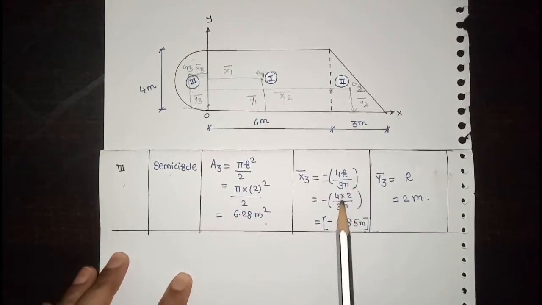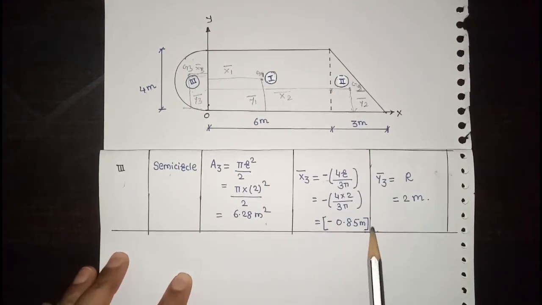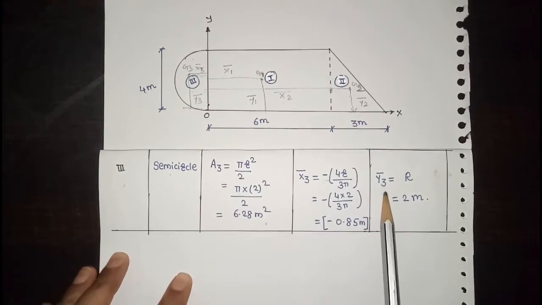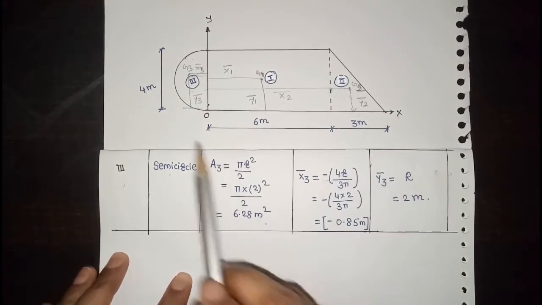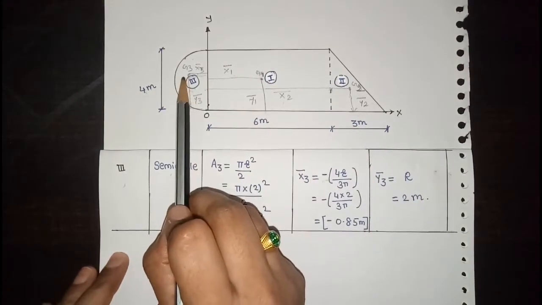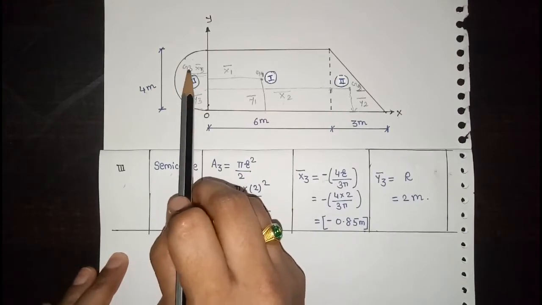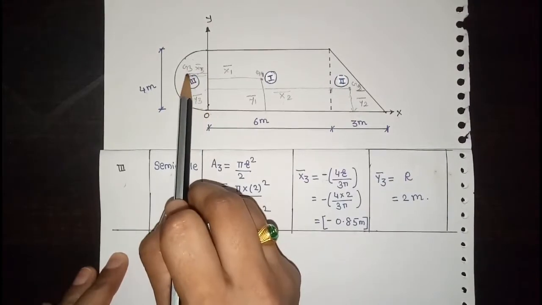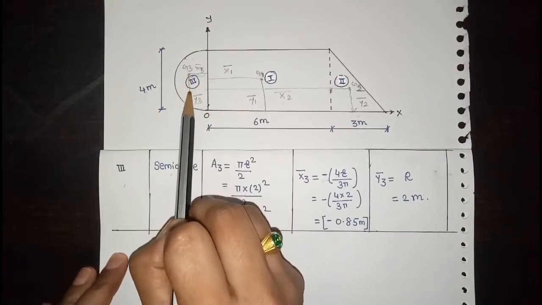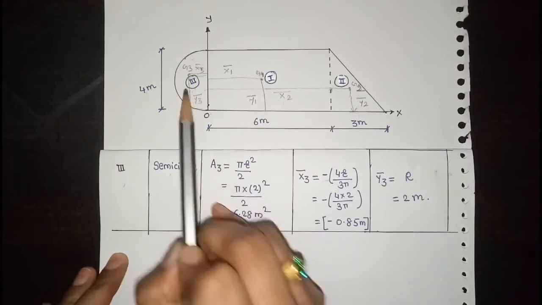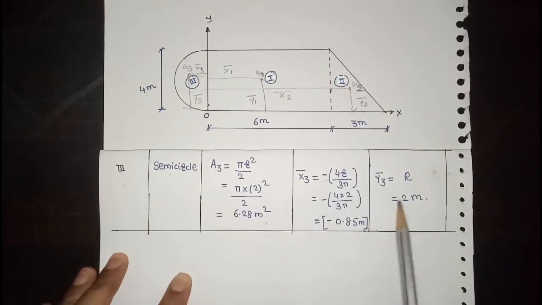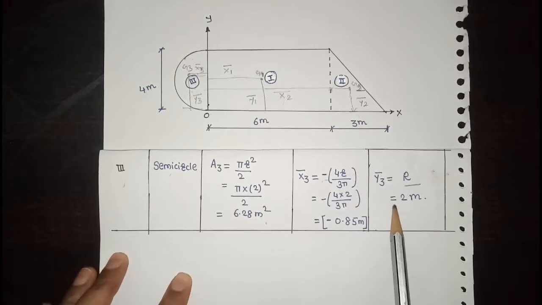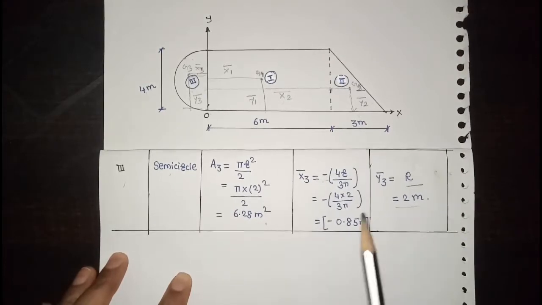What is the value of r? 4 into 2 divided by 3 pi, then we get minus 0.85 meter. Then y3 bar. Y3 bar means the distance between point G3 and the base of the x-axis. This is the y3 bar. So y3 bar is equal to r, which is 2 meter.